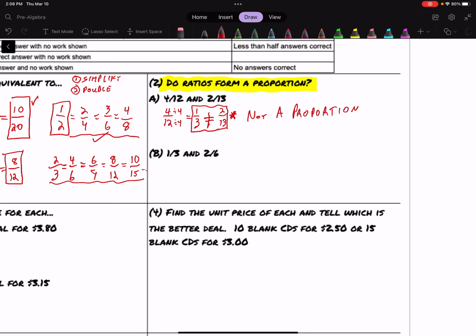Now the second way you can do it is you can do cross multiplication. So let's do that with the second problem. 1/3, you just set them equal. They're asking, are they a proportion? So you set the two ratios, two fractions, equal to each other. And if they are proportional, then the cross products must equal each other. So cross products here is 2 times 3 equals, and then this way, 1 times 6. Well, 2 times 3 is 6. 1 times 6 is 6. Since they're equal, it's a proportion.